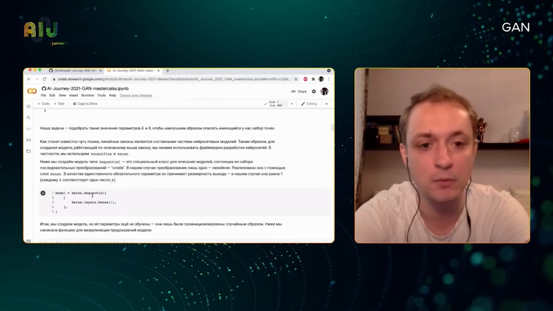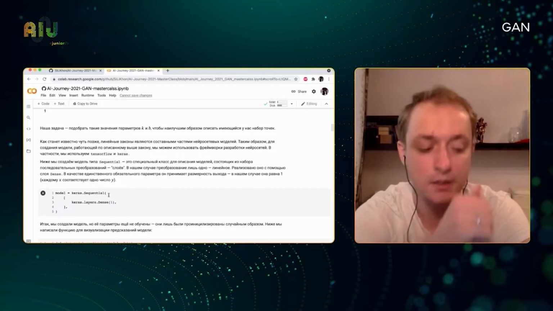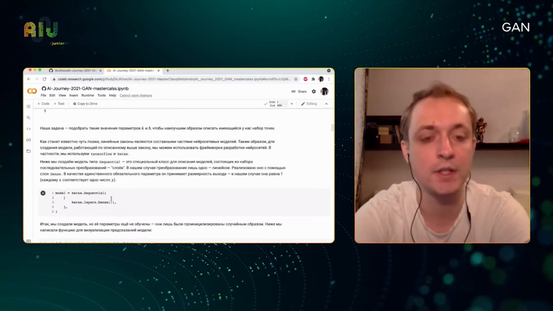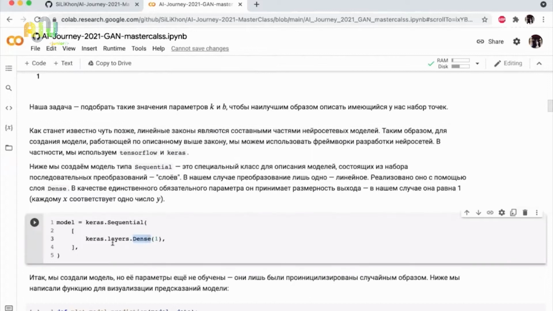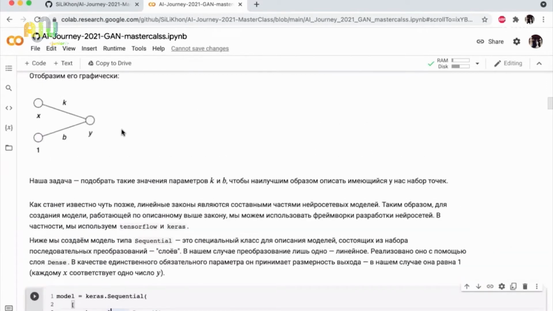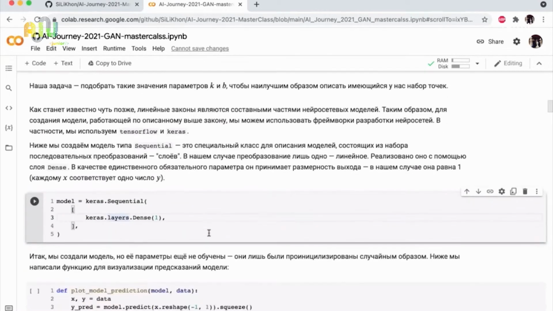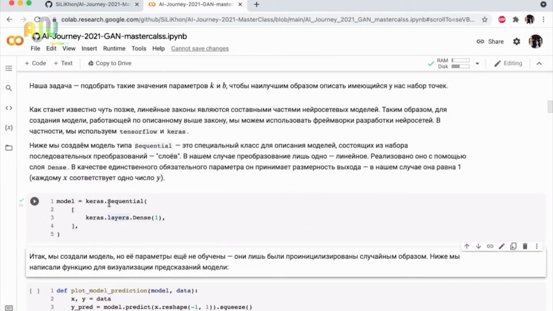The cornerstone here is the main class that we're going to use. It's Sequential. It's a special type that we use to create models that have a set of successive steps. First one transformation and then another transformation. Here we have a linear transformation. Linear transformations are depicted here as Dense. The number 1 here corresponds to the number of outputs in our linear model. We see we have only one y on the right. This is why we have only one output, and why we put 1 here.